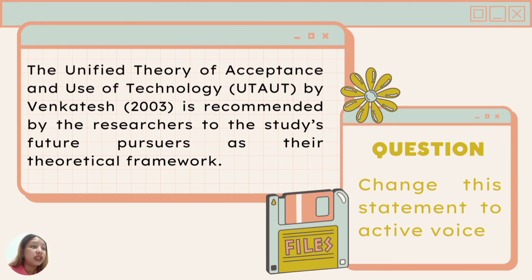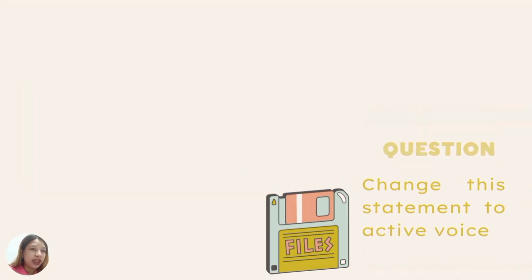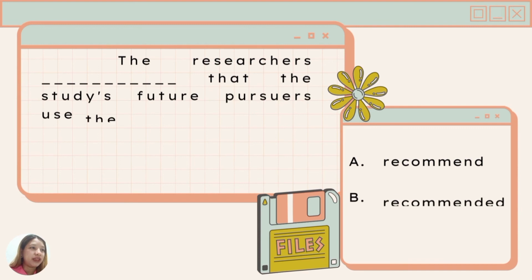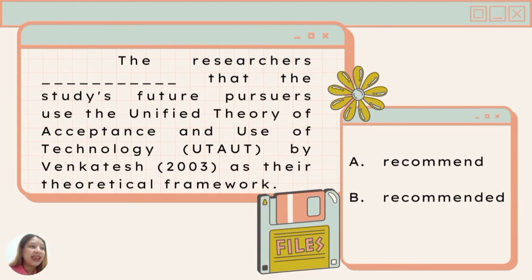The Unified Theory of Acceptance and Use of Technology by Venkatesh 2003 is recommended by the researchers to the study's future pursuers for their theoretical framework. Change this statement to active voice. The researchers blank that the study's future pursuers use the Unified Theory of Acceptance and Use of Technology by Venkatesh in 2003 as their theoretical framework. A. Recommend. B. Recommended.